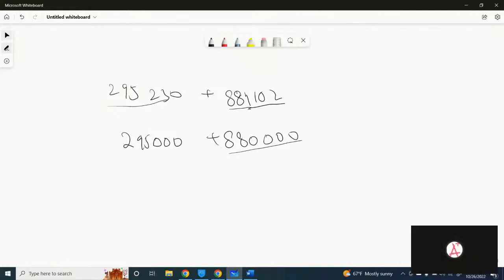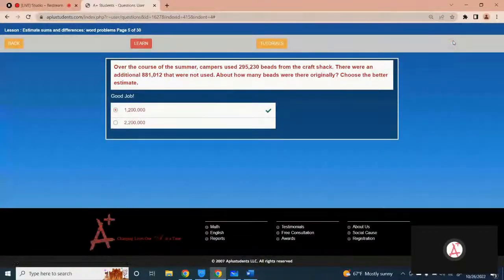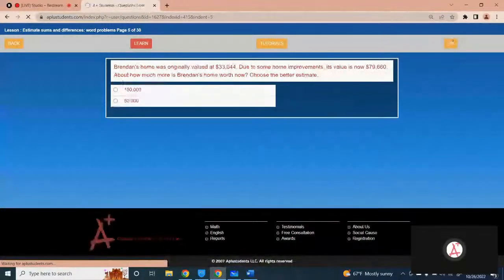So it would be 1,200,000. Got it? So just select the correct option and then click on the OK button. Got it?